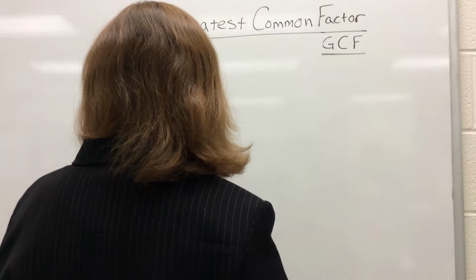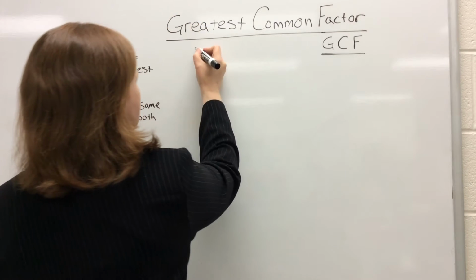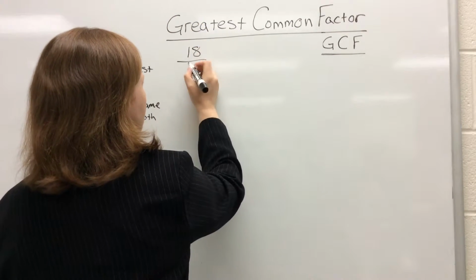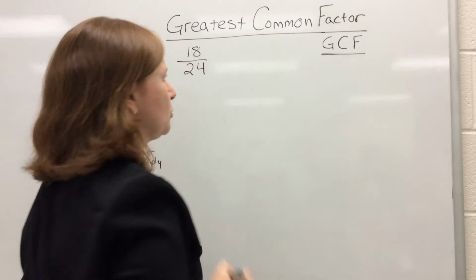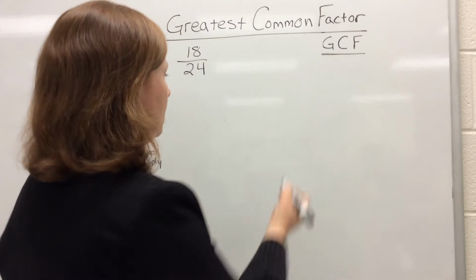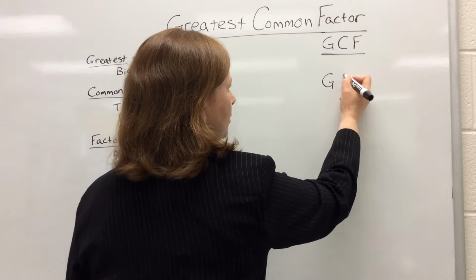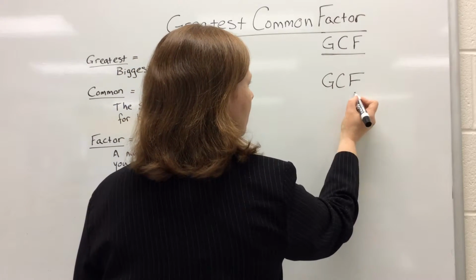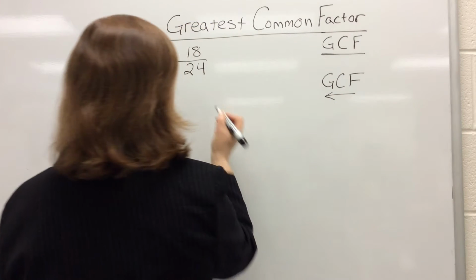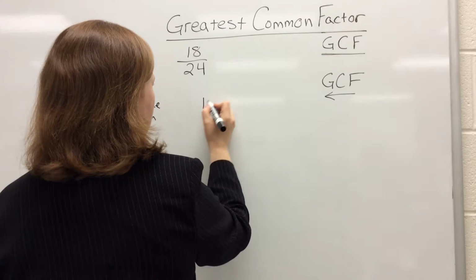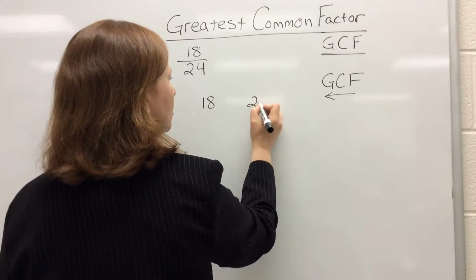The other fraction we'll work with today is 18/24. I'll write GCF on the side, greatest common factor. Remember, I'll be moving backwards. And I'll make my T-chart, 18 and 24.